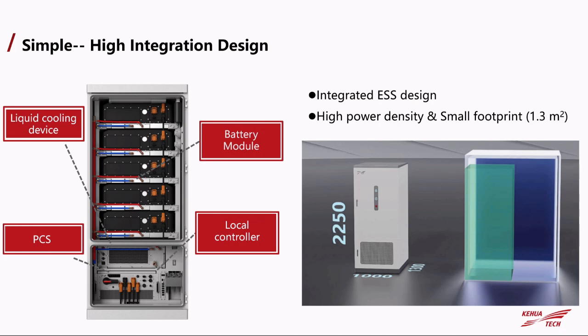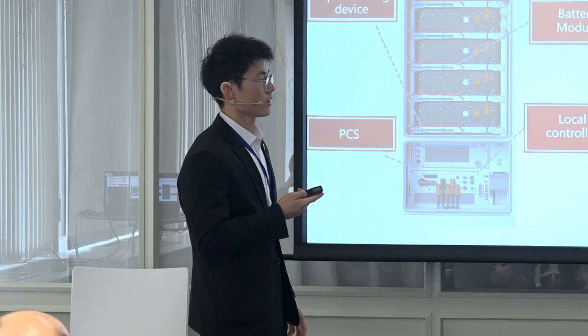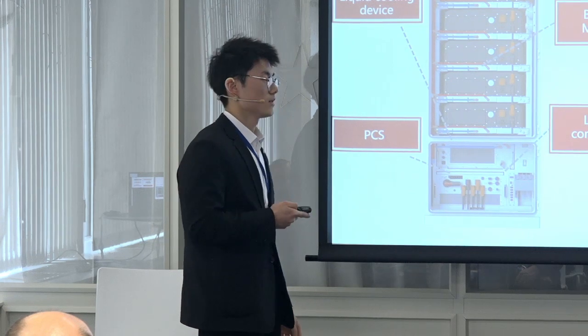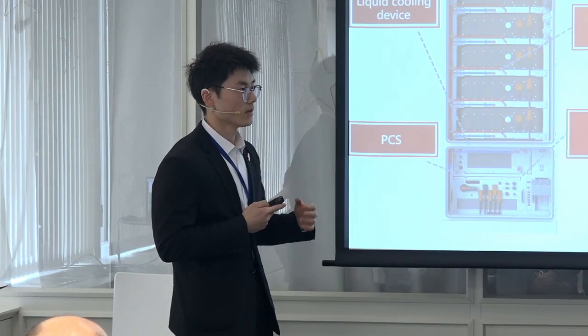As you can see, for this cabinet, the top part is 5 battery packs, and the bottom is a modular power conversion system, and this is a liquid cooling chiller system, and also the local controller to manage all the components inside the system. Because it's an integrated energy storage system design, the footprint is only 1.3 square meters. I think compared with other competitors' solutions, we have a higher power density. And for C&I application, it's very important to save space.